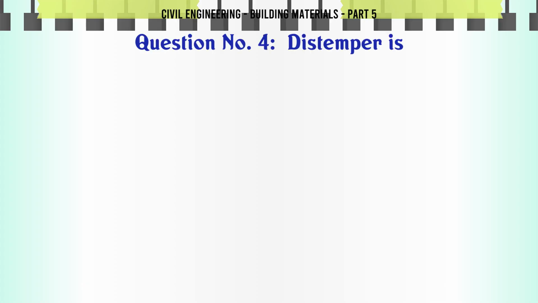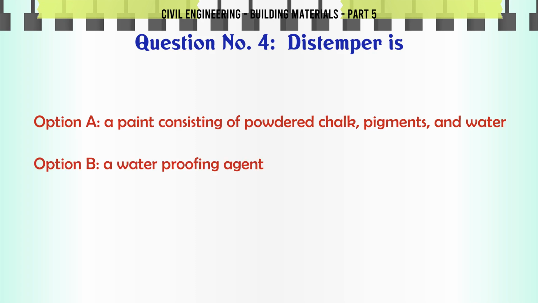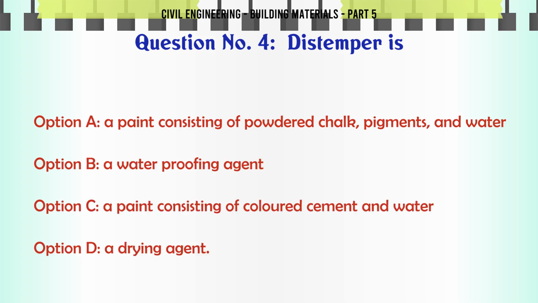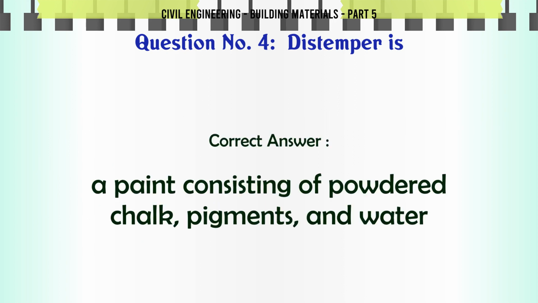Distemper is A. a paint consisting of powdered chalk pigments and water, B. a waterproofing agent, C. a paint consisting of colored cement and water, D. a drying agent. The correct answer is a paint consisting of powdered chalk pigments and water.